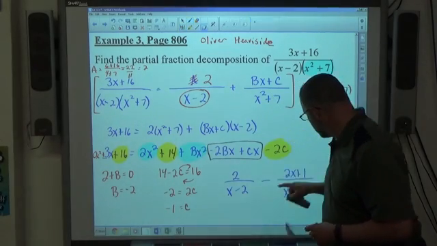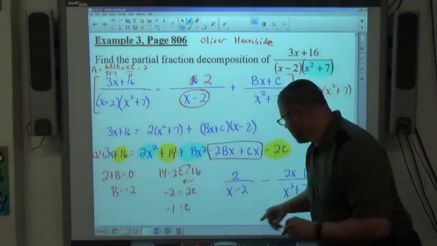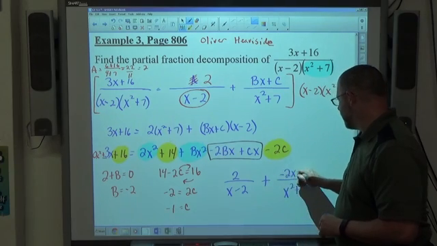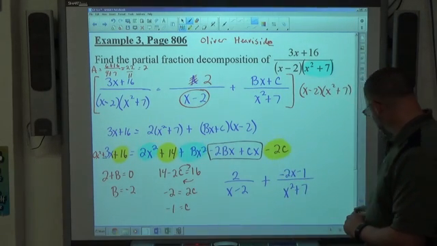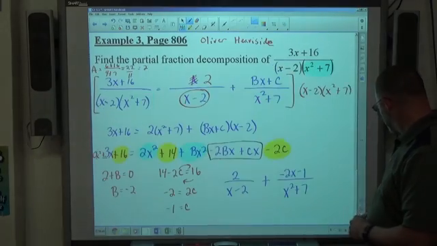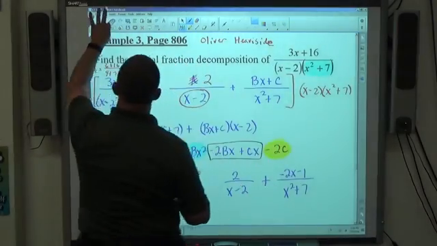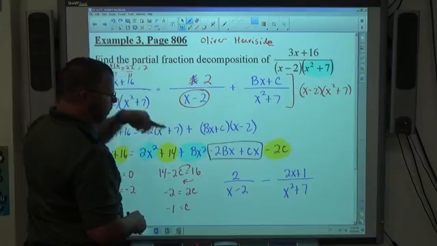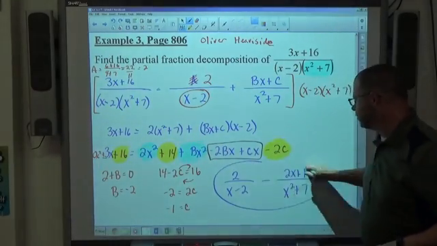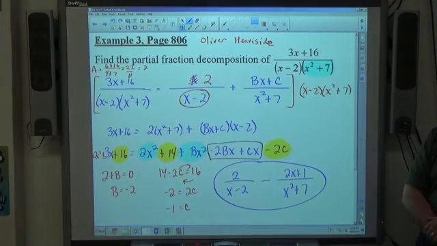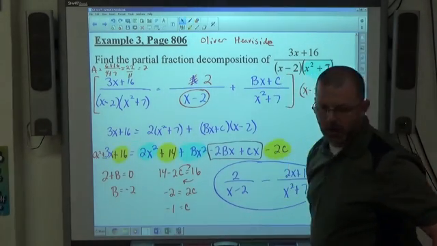The other option for it would be to keep this as a plus, and both of these are negative. Minus 2x, minus 1. Take your pick how you want to write it. I personally like the first one better. I think it's a little bit more elegant in how it's written, but they're both correct. So take your pick how you want to write it, and I'll take either answer.